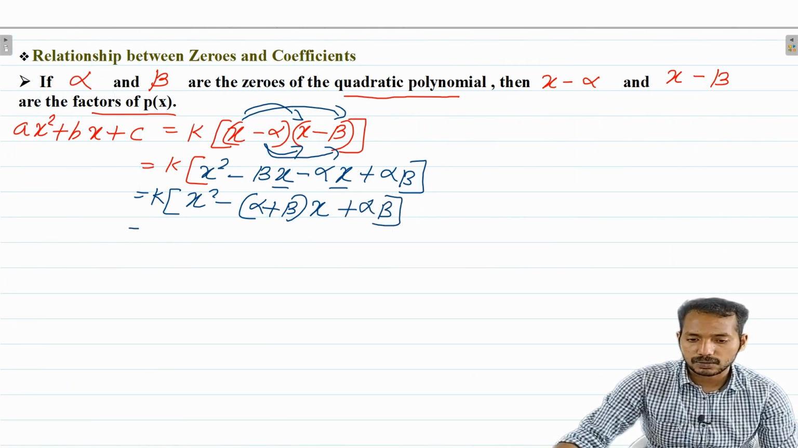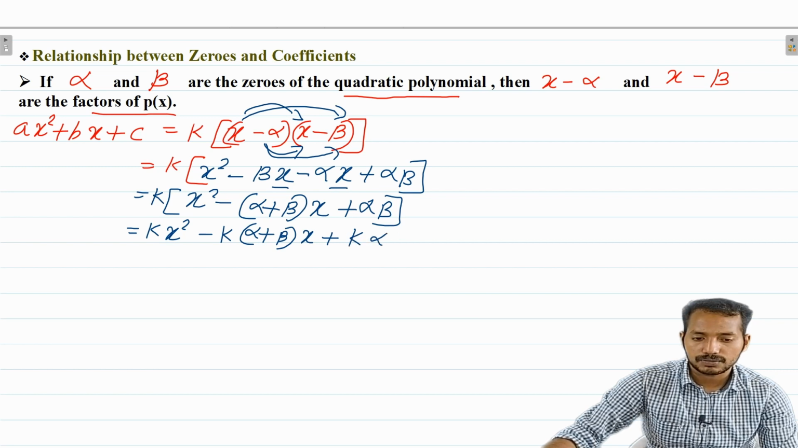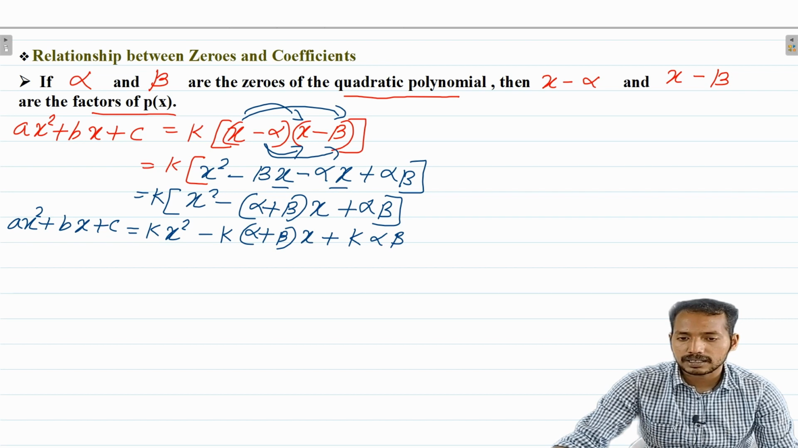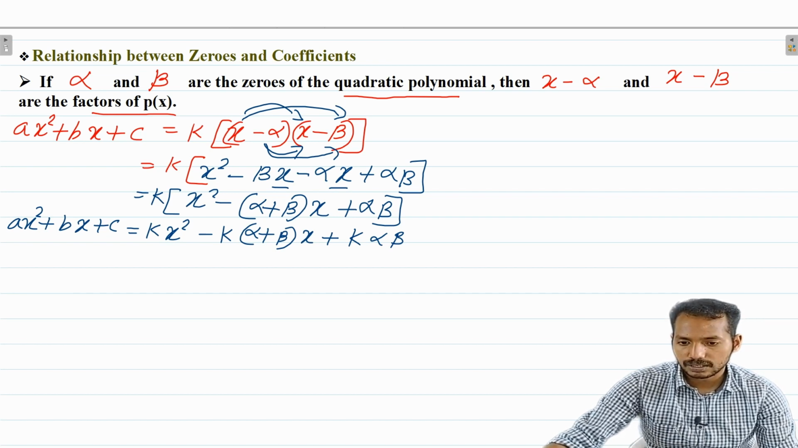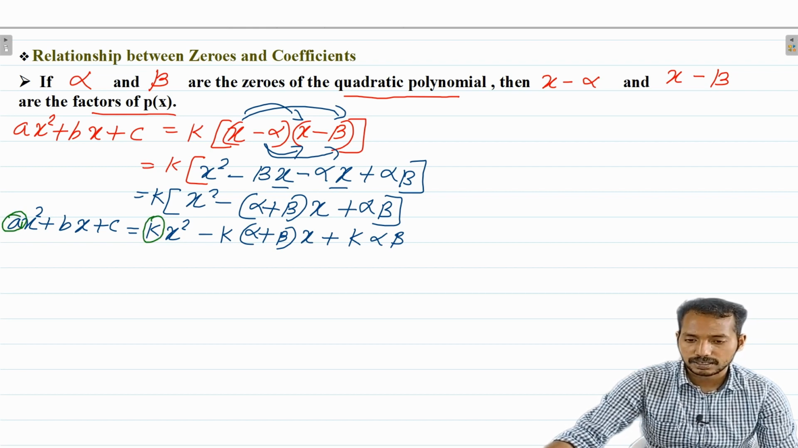Let's multiply this k inside: kx square minus k into alpha plus beta into x plus k into alpha beta. So this is ax square plus bx plus c. Now comparing the LHS and RHS, a is the coefficient of x square, which here is k. So we get a is equal to k.